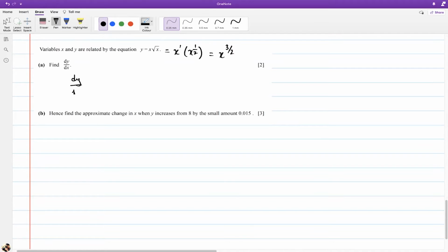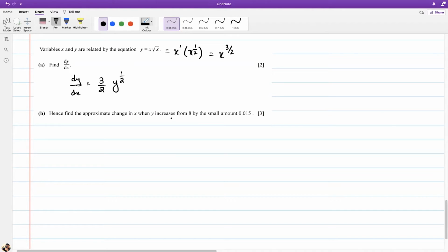dy by dx is going to be the power multiplied, 3 by 2, multiplied by x power 3 by 2 minus 1, which is 1 by 2. Okay, because 3 by 2 minus 1 is simple, and that is half. If you're comfortable, you can convert it to 1.5 and then subtract 1 from it, and that way you will get half again. Okay, whatever you're comfortable with, and that's your answer. That's it. Next is saying find the approximate change in x.